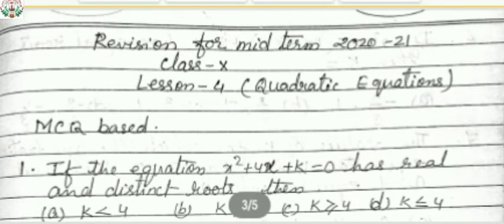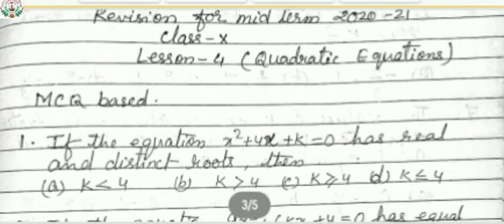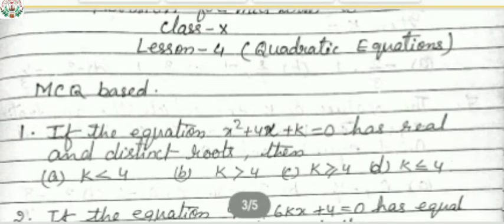Let us have the revision of midterm exam 2020, class 10, lesson 4, quadratic equation. First we will see MCQ based questions. In that, the first one is: if the equation 4x² + 4x + k = 0 has real and distinct roots. Has real and distinct roots means what?